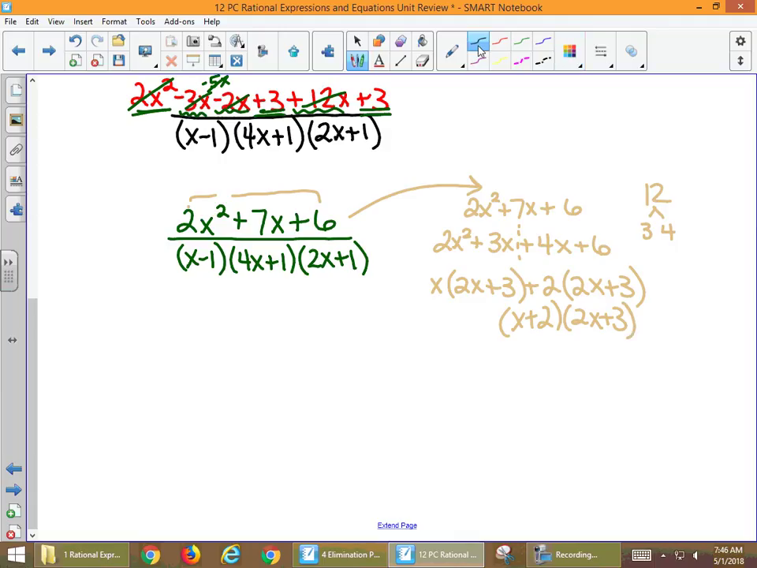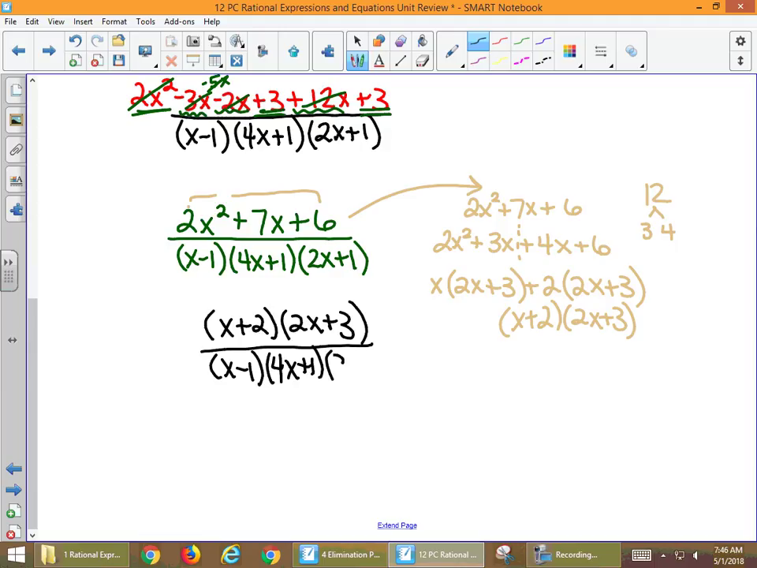So I'm going to replace my numerator with x plus 2 times 2x plus 3. And nothing cancels, which is really disappointing. Even though I've done this problem multiple times, it's disappointing to me that I did that factoring work and nothing canceled. But that's our final answer. It's still lovely. Factored form is really important. When we do rational functions later this quarter, you will learn how important factored form is.